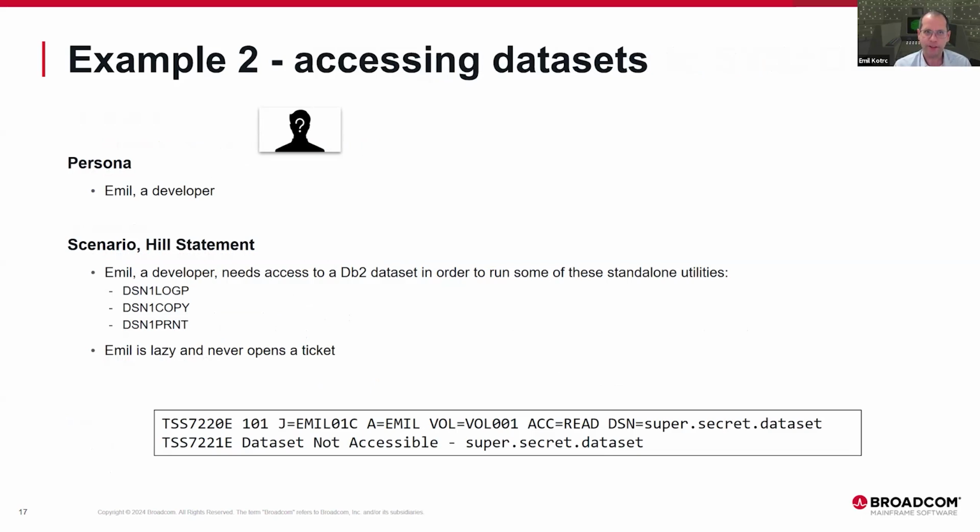Second example is very similar. It uses the same assumptions, but now it's different. Emil wants to access some data sets that are normally just under Db2's control, and normal users don't have access to them. But Emil wants to run some standalone utilities such as DSN1 print to extract the data from the physical data set. And as you can see in the message at the bottom, Emil doesn't have access to this data set. So he was requesting to read the data, but was not allowed by the security product.